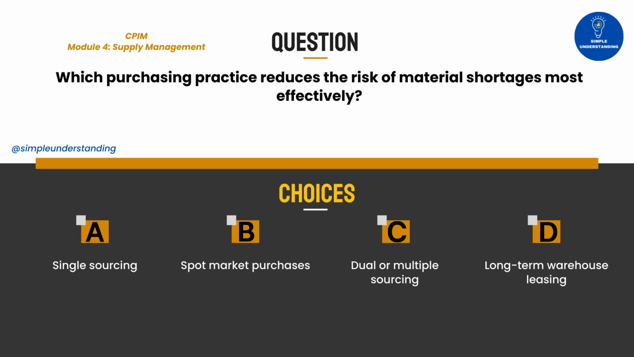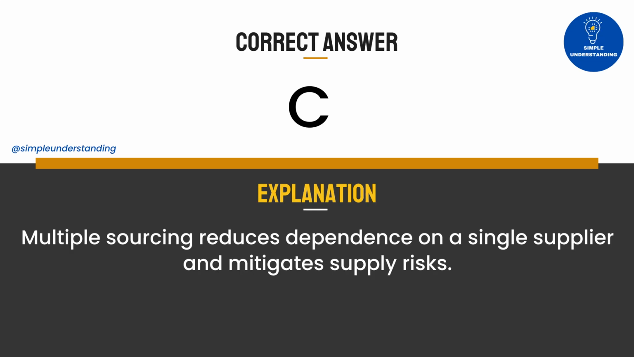Question 14. Which purchasing practice reduces the risk of material shortages most effectively? A. Single sourcing. B. Spot market purchases. C. Dual or multiple sourcing. D. Long-term warehouse leasing. Correct answer: C. Explanation: Multiple sourcing reduces dependence on a single supplier and mitigates supply risks.